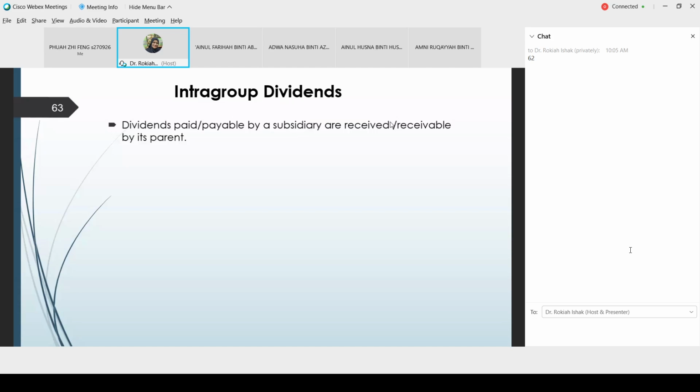Okay, so we're going to look at intra-group dividends. For intra-group dividends, the one you have here is the dividend paid or payable by a subsidiary or received by the parent. Okay, when the subsidiary pays dividend, where are my pens?